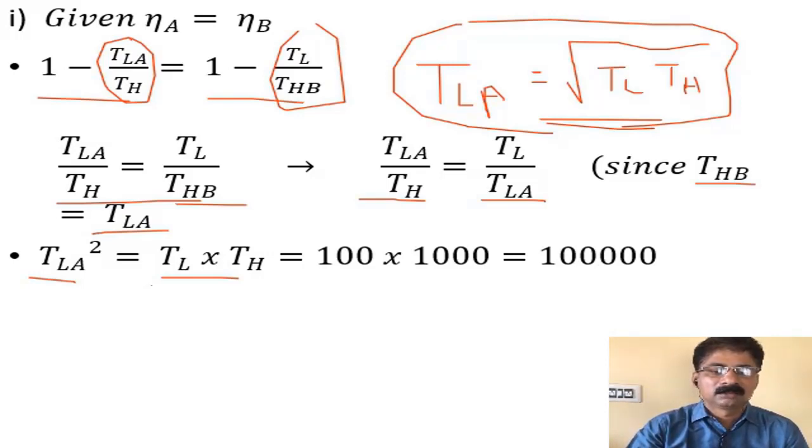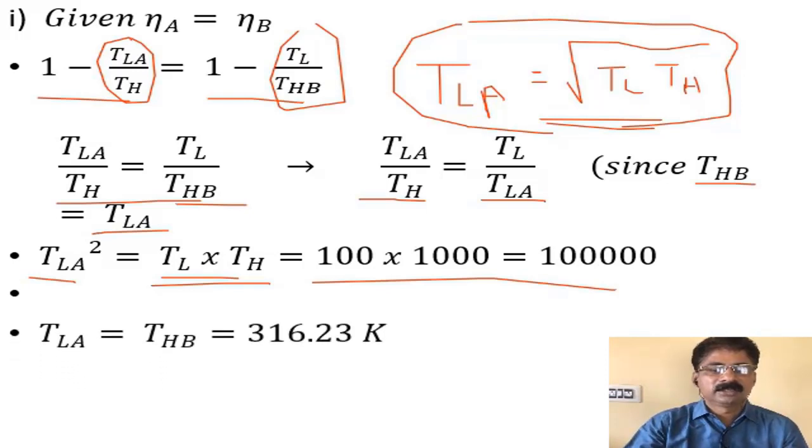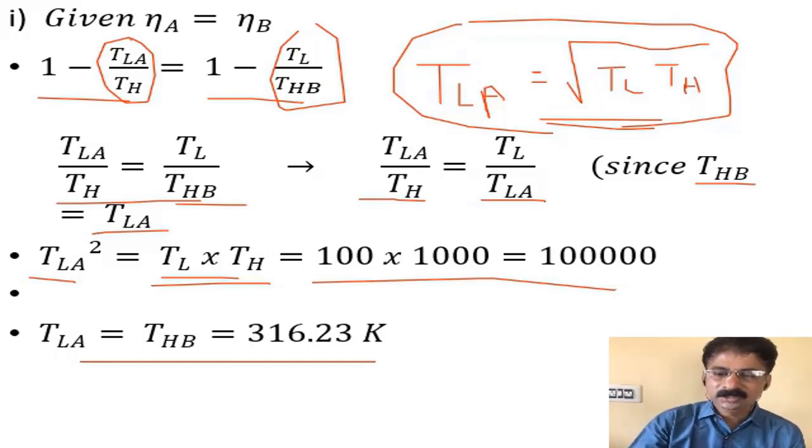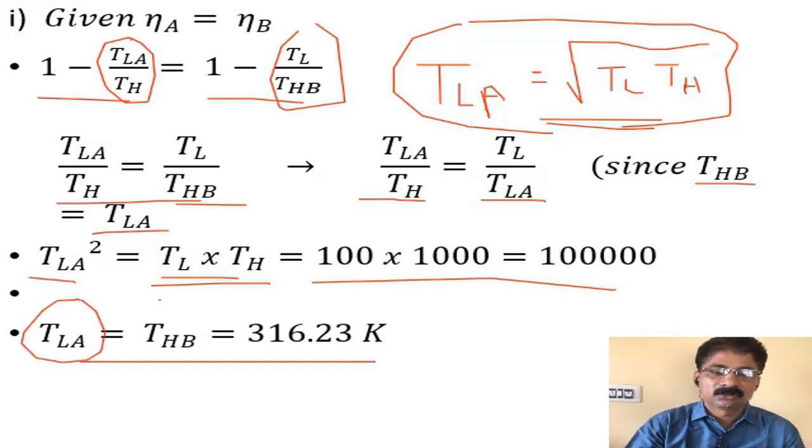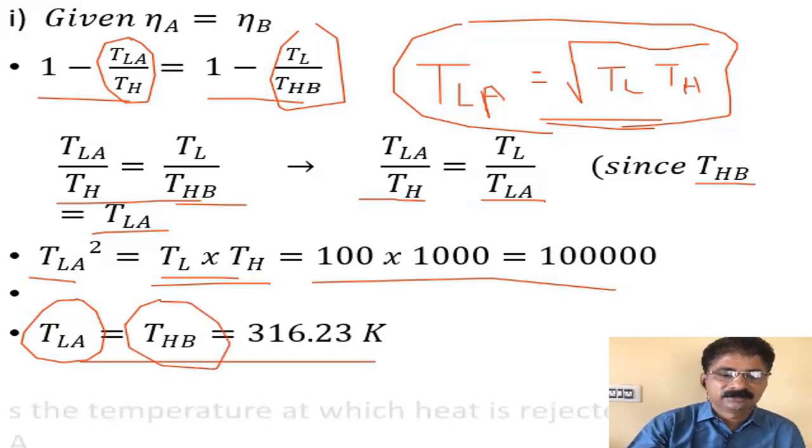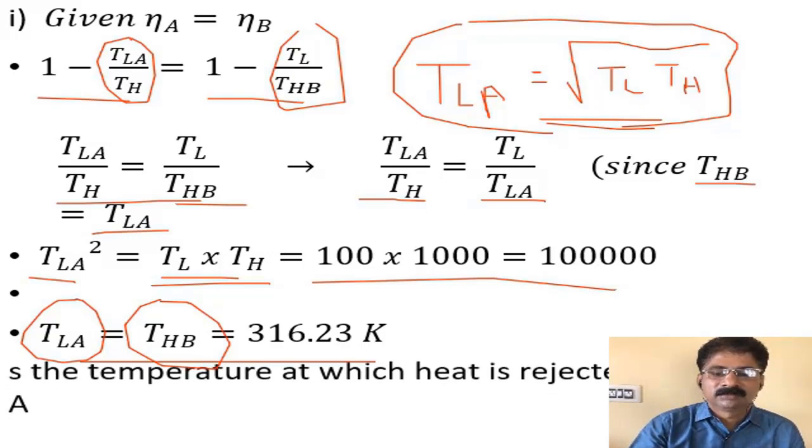So here TLA square is equal to TL into TH. If you substitute, this is the answer. So TLA is equal to THB is equal to 316.23 Kelvin. This is the first answer: the intermediate temperature, the temperature at which the heat engine A rejects heat. You see very carefully it is written TLA, and it's also equal to THB. You should understand that. It is the temperature at which heat is rejected by engine A.